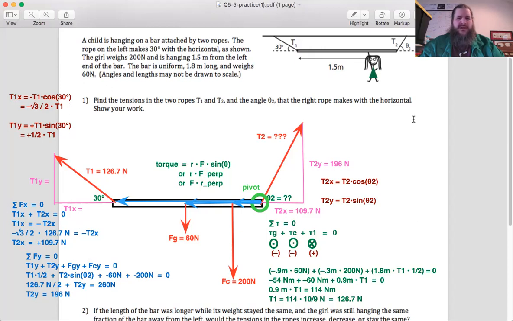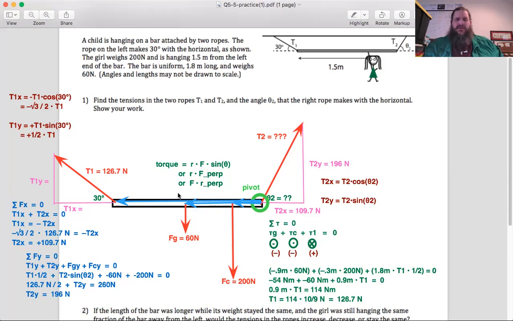Because what was the only time in this entire algebra here that we actually used the lengths? When we're calculating torques. Right. We had tension, the 0.9 meters, the 0.3 meters, the 1.8 meters. If we rescale this, if we make this bar longer, that is going to change all of these lengths. But if we assume that the girl is still hanging the same proportion, the same fraction of the way along the bar, those are all going to change proportionally. Like, let's say we make the bar 3 times as long. All of these lengths get 3 times as big, but that's effectively just multiplying both sides of the equation by 3. It doesn't change the result. It doesn't change the solution of the equation.